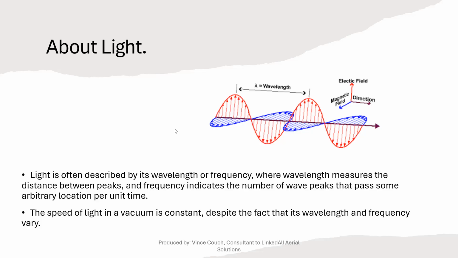Light is often described by its wavelength and/or frequency, where wavelength measures the distance between peaks. Here's a peak and here's a peak, so this distance right here is the wavelength. And frequency indicates the number of wave peaks that pass some arbitrary location per unit of time. If this is one wave, from here to here, and it passed this point in 1 second, the frequency would be 1. If that passed in half a second, the frequency would be 2.